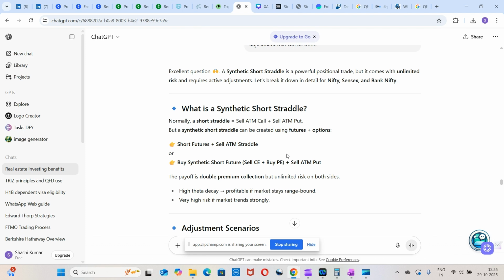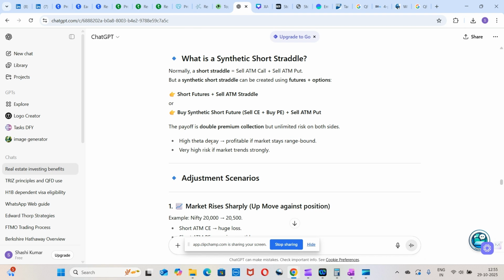What is the benefit of doing this? It is to collect double premium collection. Premium collection is the main agenda behind that, but you'll have unlimited risk on both sides. So that's the problem. The main goal is to collect high theta decay, and when high theta decay is there and the market stays range bound, this strategy is profitable. But if the market trends strongly, then this strategy will have a problem. And when you are of the opinion that the market is going to be range bound, then you can deploy this synthetic short strategy.